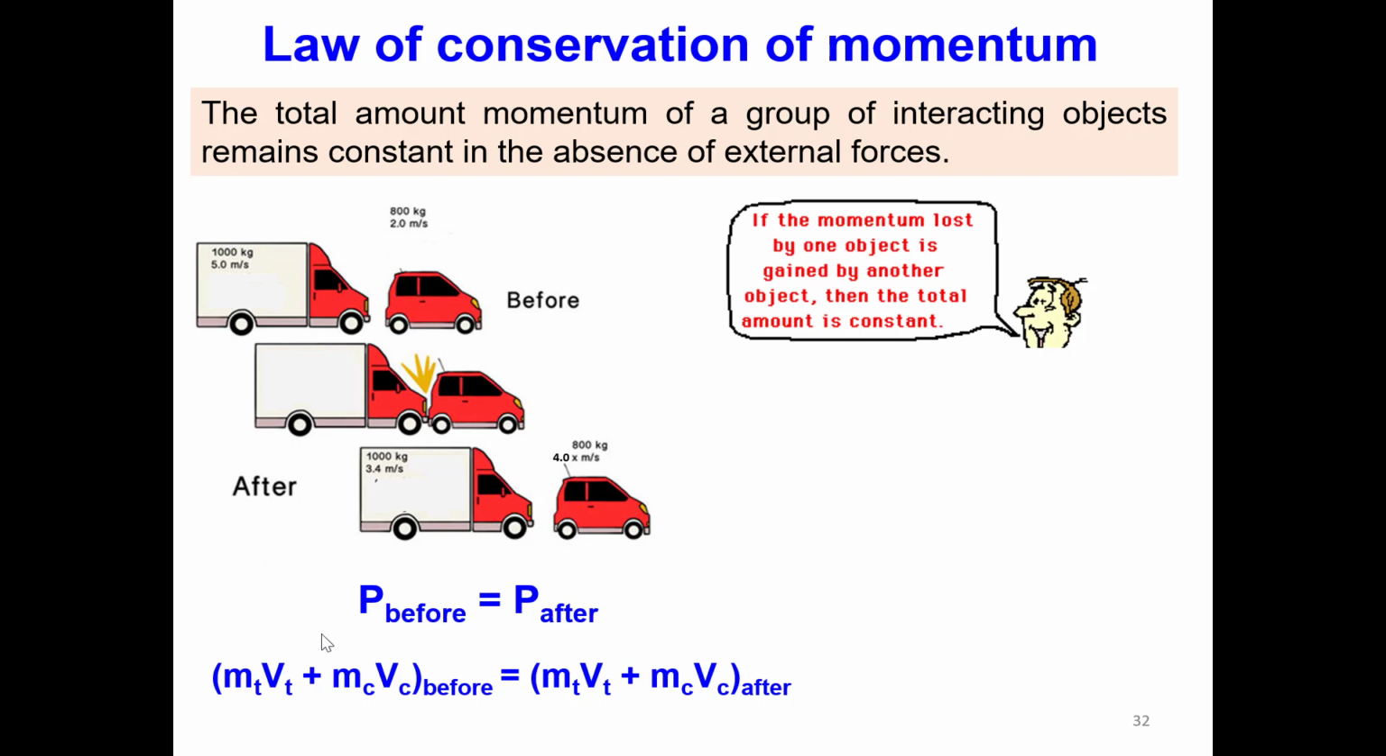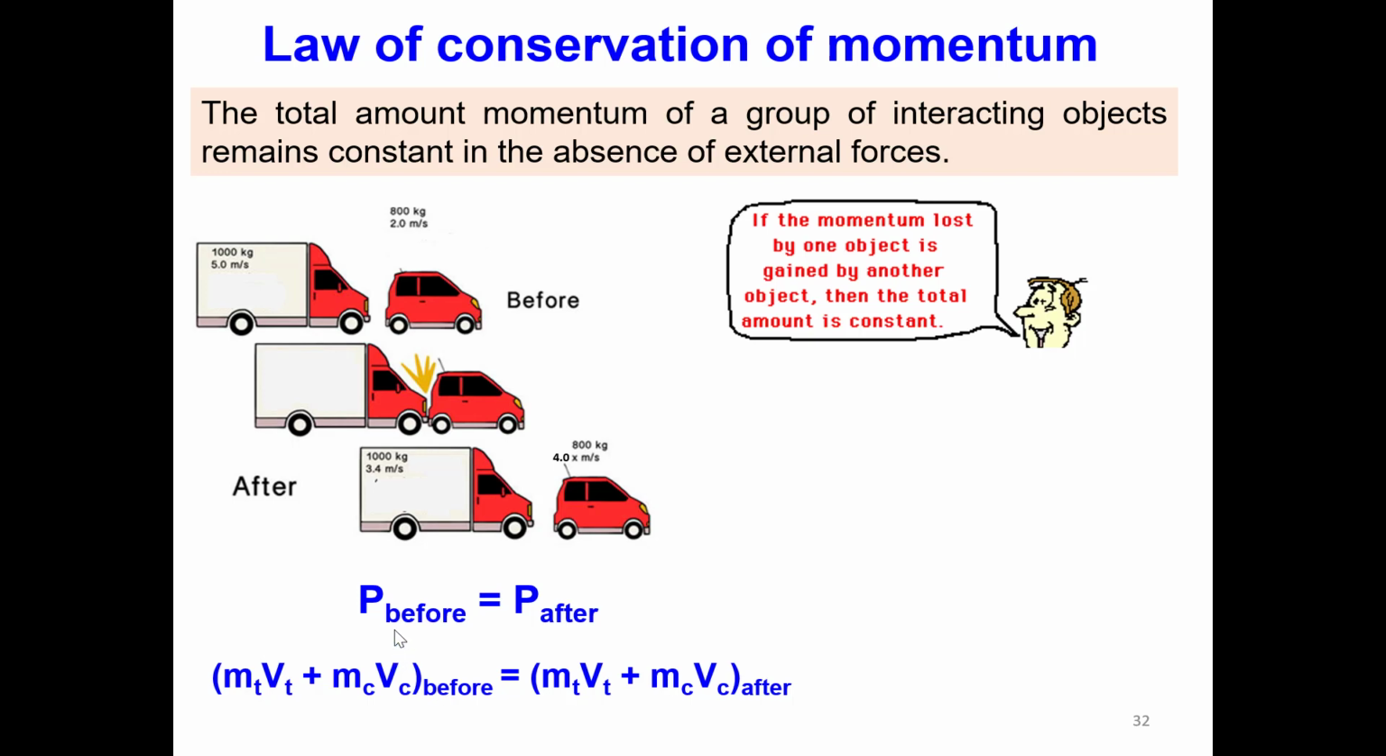Then if we apply the conservation of momentum, this is what happened before the collision. Here we have the masses and the velocities just before the collision. And this is when the collision occurred, and this is the situation just after the collision. And if we calculate the momentum at this point and the momentum at this point, these two momentums must be equal.